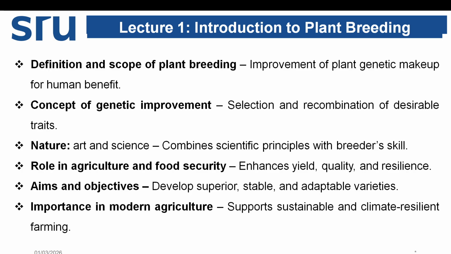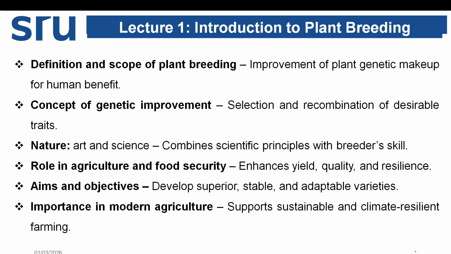In this lecture, we are going to see the definition and scope of plant breeding, which deals with improvement of plant genetic makeup for human benefit. The next and most important point is the concept of genetic improvement. In this concept, we will see selection and recombination of desirable traits. The third point is nature, art and science, that combines the scientific principles with the breeder's skills.